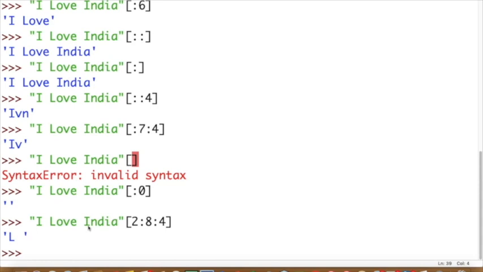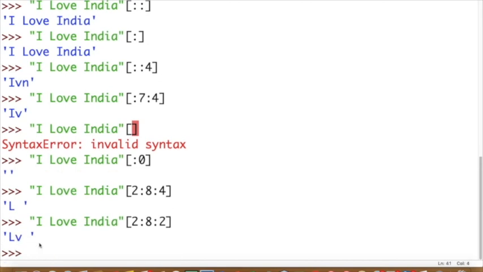So this is our output, L with a space, right? So our output is okay with this. So this slicing shows L. Now let us go for the next example. It is similar to the first one.